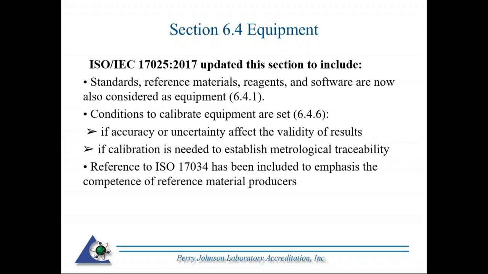So we're going to switch gears here. We're going to look at section 6.4, which is the section on equipment. Again, not a whole lot of change here between 2005-2017. One thing, it's more specific now as far as when equipment needs to be calibrated as opposed to just being verified, and we'll get to that clause, where what would determine that would be things such as uncertainty, or of course if the measurements need to be traceable, the calibrations associated with the equipment would also need to be traceable, which would include also a measurement uncertainty.